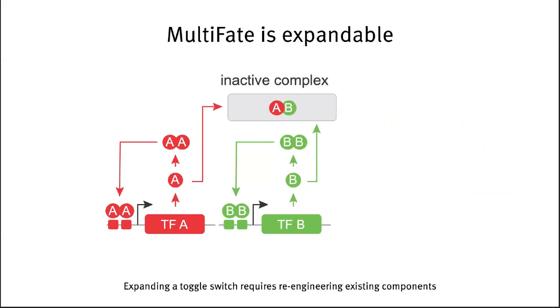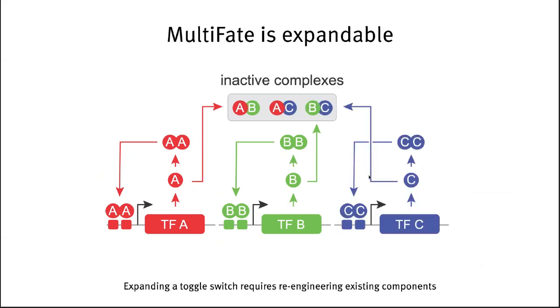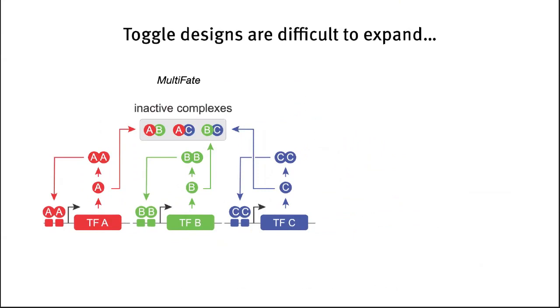Now, what about that property of expandability? This is where the circuit is really nice, because if we want to, we can plug in a 3rd transcription factor to an existing circuit. If I add C, as long as C can heterodimerize with A and B in an equal way, it can participate in generating these inactive complexes, and all of these transcription factors can mutually inhibit each other at the protein level. That protein-level part is nice because that's what makes this expandable.